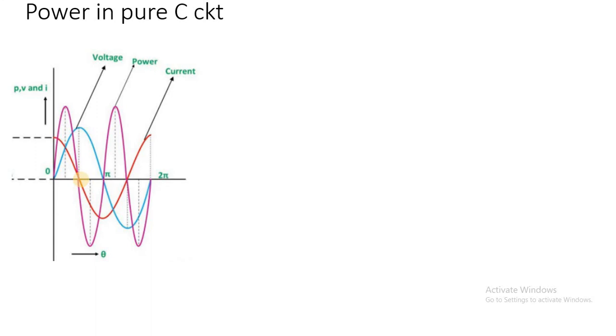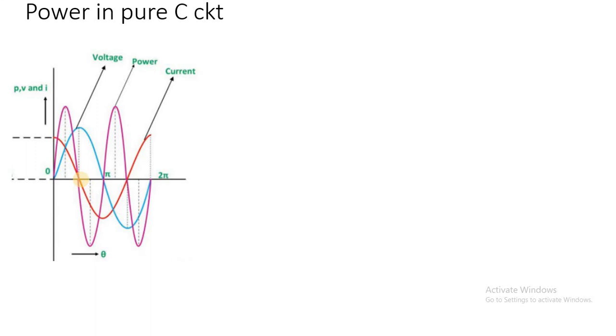Now let's have a look from pi by 2 to pi. From pi by 2 to pi, the voltage waveform is positive, that is the decreasing part of a positive half cycle. But from pi by 2 to pi, the current waveform is a negative half cycle. So as current is negative and voltage is positive, the product power becomes negative. So from pi by 2 to pi, the power curve is negative.